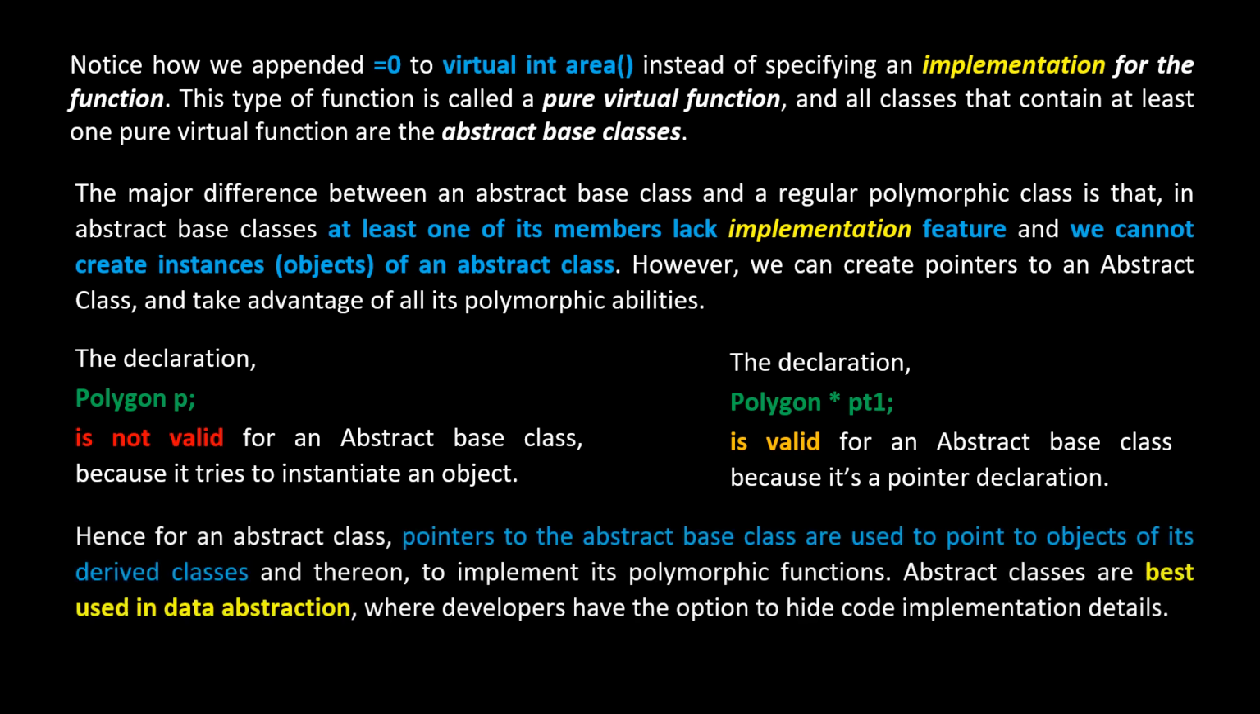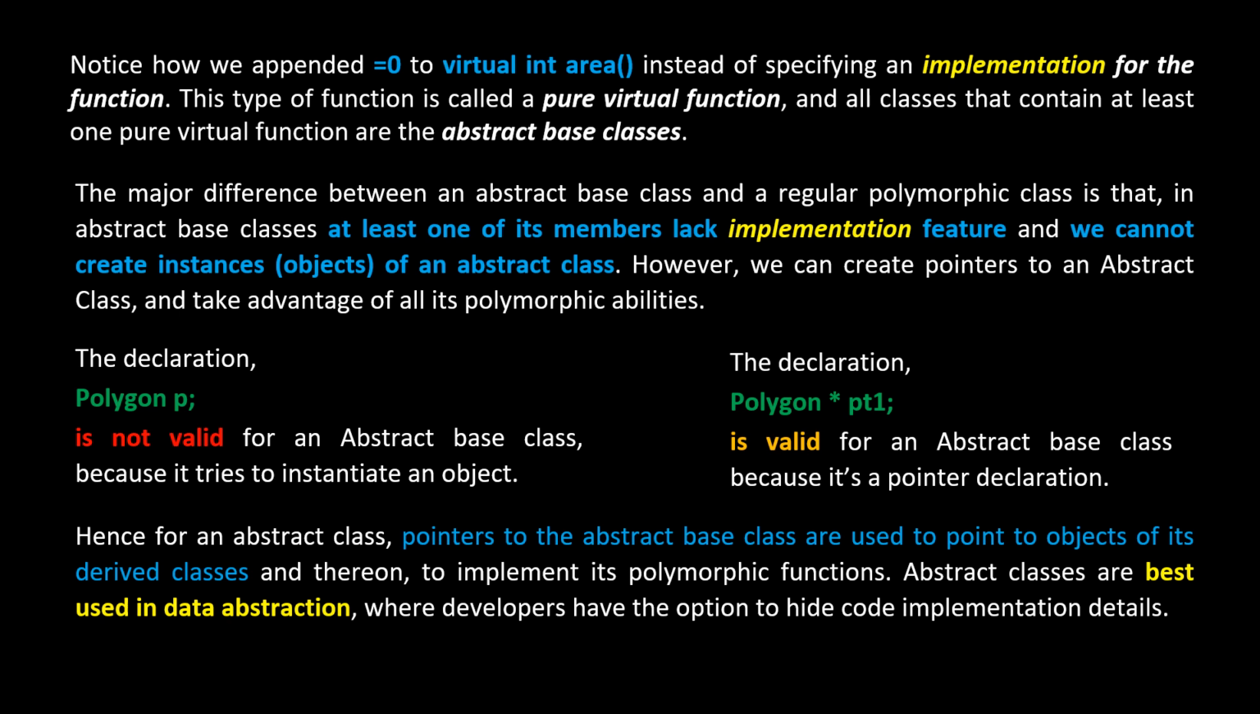Hence, for an abstract class, pointers to the abstract base class are used to point to objects of its derived classes, and thereon, to implement its polymorphic functions. Abstract classes are best used in data abstraction, where developers have the option to hide code implementation details. Let's next edit program 66, which we had seen in our last video session, and apply abstract classes to it. It's quite simple. A two-step process.